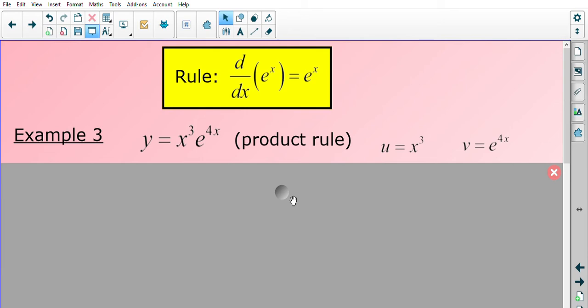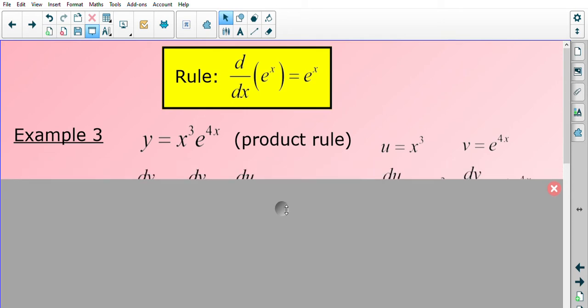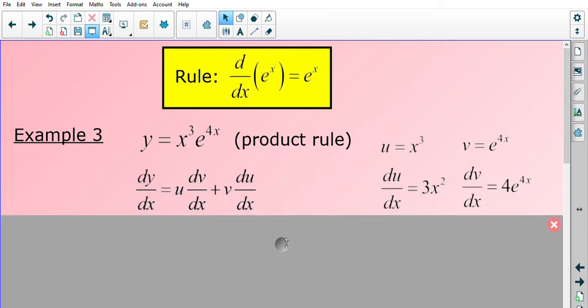If I differentiate u, I get du by dx equals 3x squared. I've got that on the right hand side there. And if I differentiate e to 4x, we've seen how this works now. This would stay the same, but I need to multiply it by a differential of this. If I differentiate 4x, I get 4, so I'm going to get 4 times e to the 4x, which is 4e to the 4x.